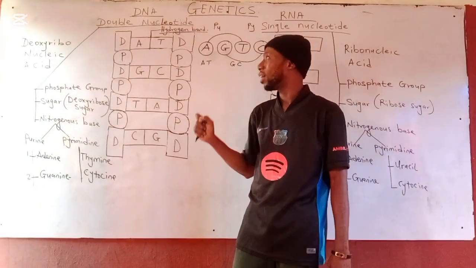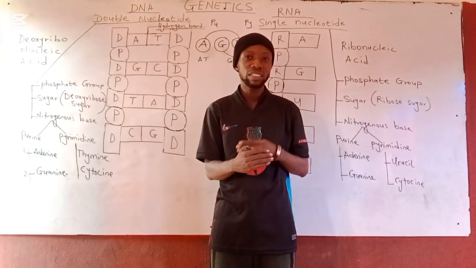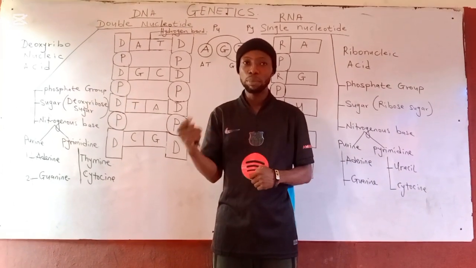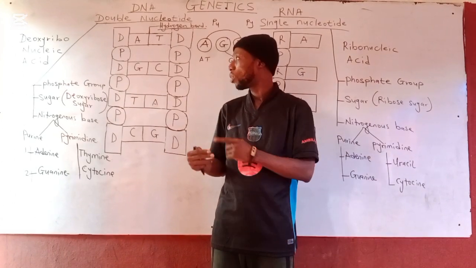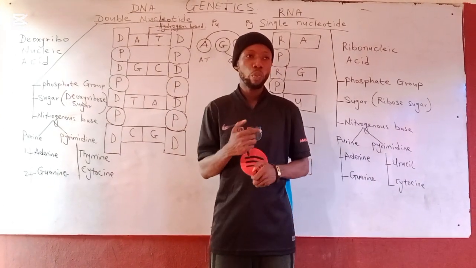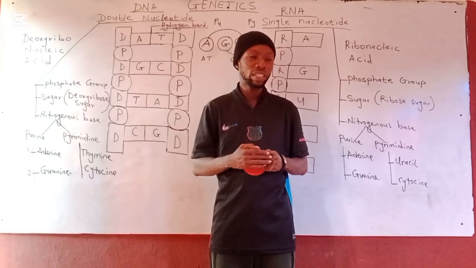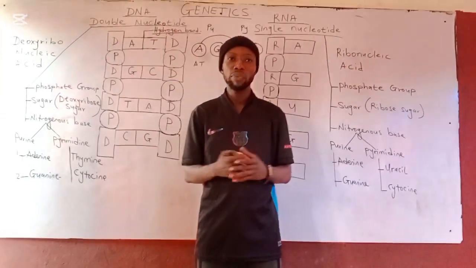Remember, the bond that binds the nitrogenous base pairs in DNA together is known as hydrogen bond. The DNA carries the genetic materials which are transferred from the parents to the offspring. We are going to talk more about these genetic traits in our next video, when we are going to look at heredity and variation. This is all we have for now.